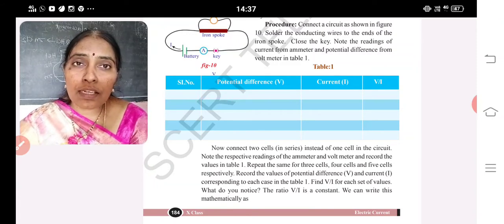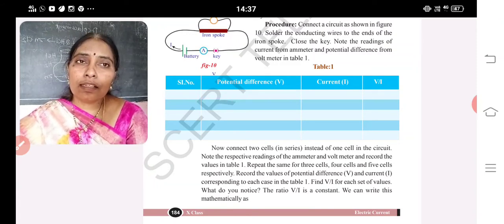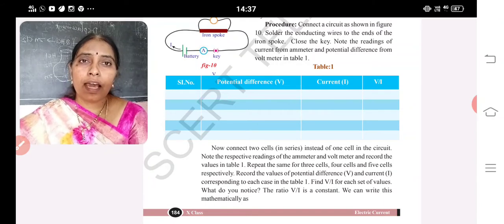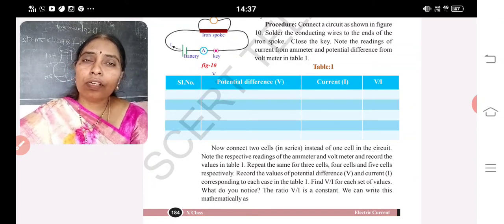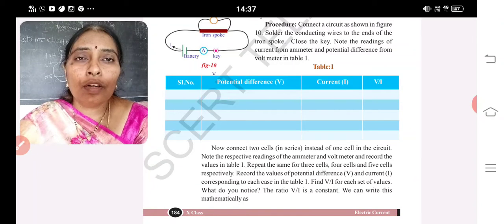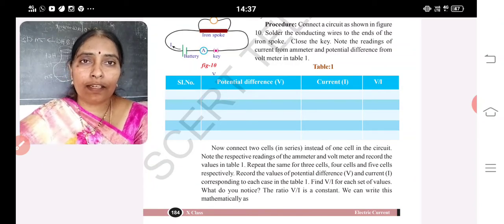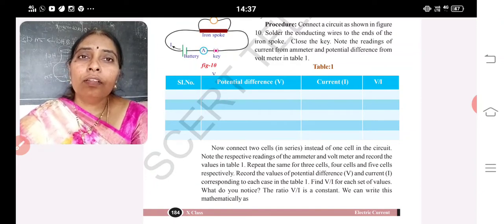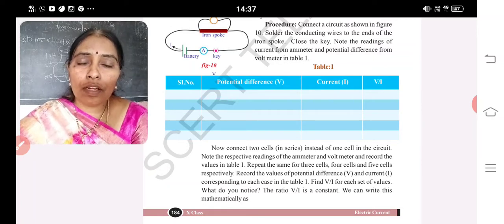What does it mean? As the cells increase, the potential difference also increases. That's why the V by I ratio remains constant. Constant means it won't stay there only. As one is increasing, the other also increases in that ratio. Then that relation is said to be a constant. The same number of benches increase as the students increase, so the benches never remain empty. It is said to be a constant.